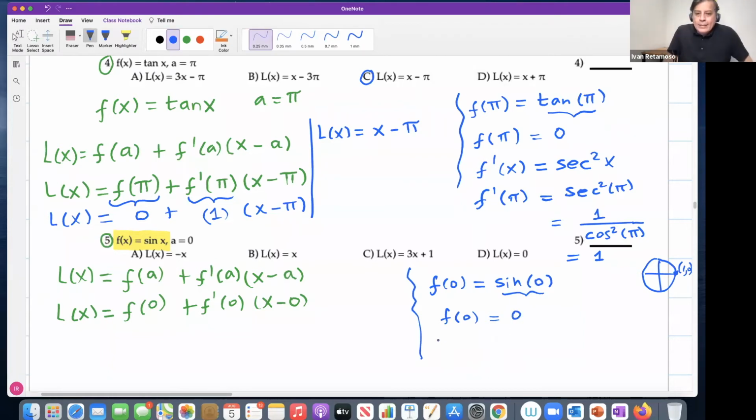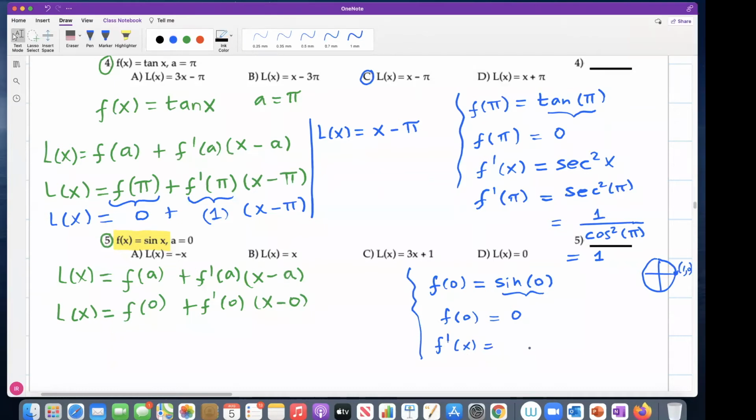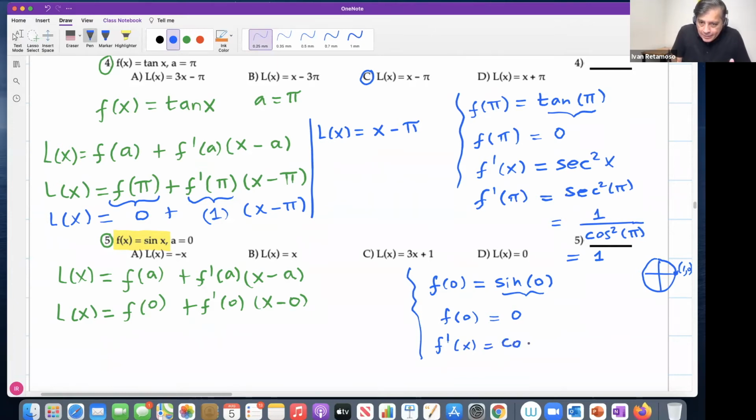Excellent. Now let's take the derivative. The derivative of this function should be the derivative of sine. Anybody could tell me what's the derivative of sine? Cosine, excellent. Very good, cosine of x. Now, the derivative evaluated at 0. Anybody could tell me what is cosine of 0? 1.